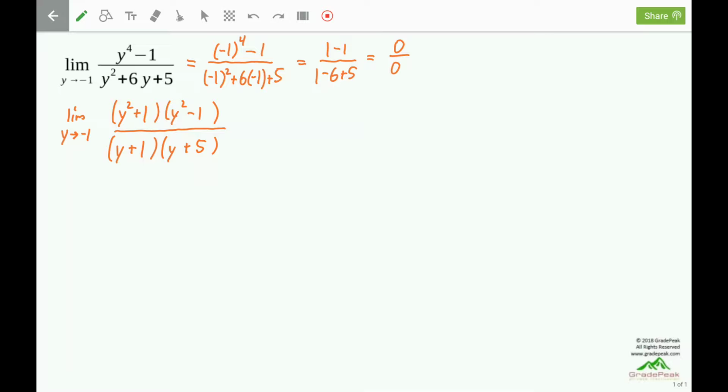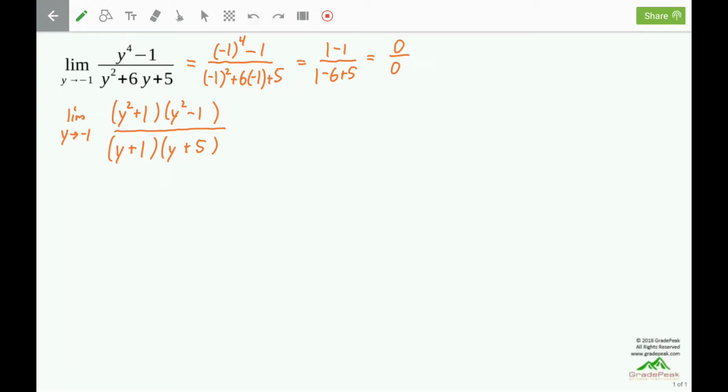We are still ending up with 0 over 0, though we don't have any factors that can cancel just yet. Be careful, these 2 factors cannot cancel because the one in the numerator has a y squared and the one in the denominator is just a y, so they actually don't cancel. And that isn't the one that's making the 0 in the numerator anyway. The 0 is being made here. Negative 1 squared is positive 1 minus 1, that's a 0.